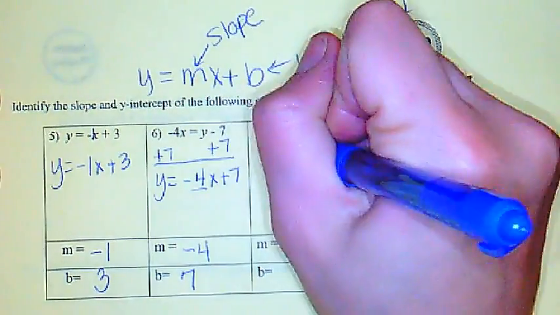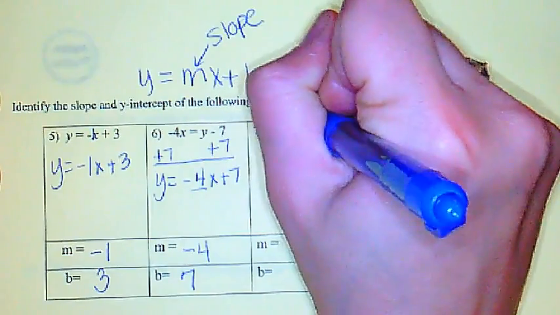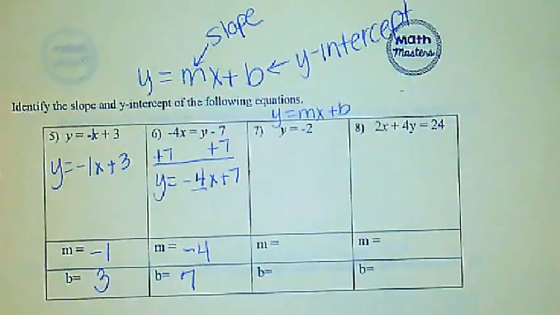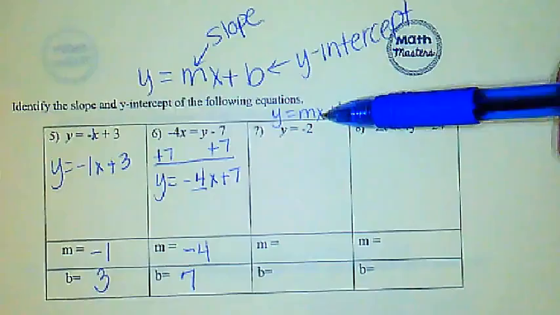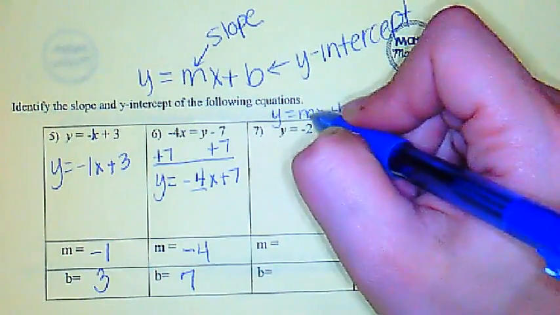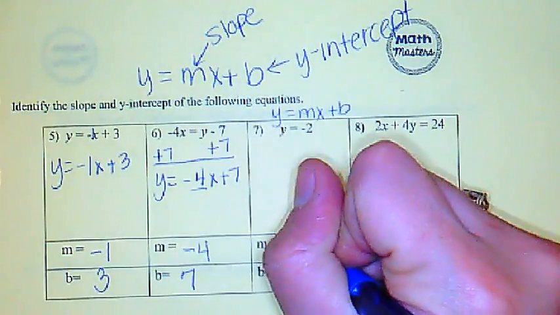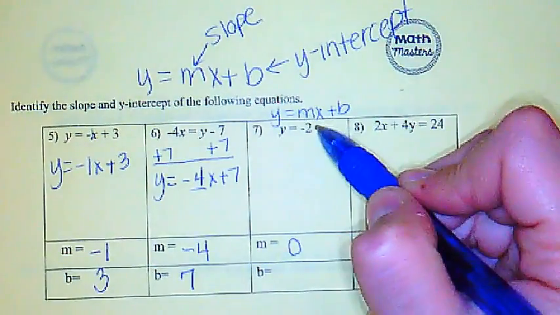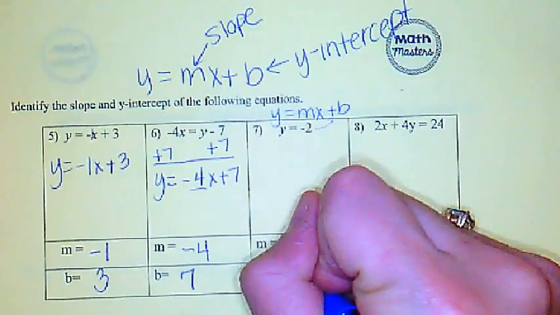All right, so if you think of this as y equals mx plus b, the only way to get rid of the x would be if your slope is 0, because anything multiplied by 0 would get rid of it. All right, and then that would only leave this to be the b value, so this would be -2.